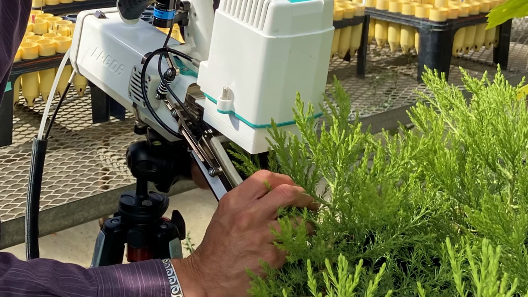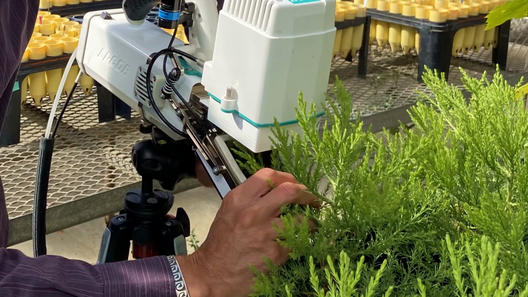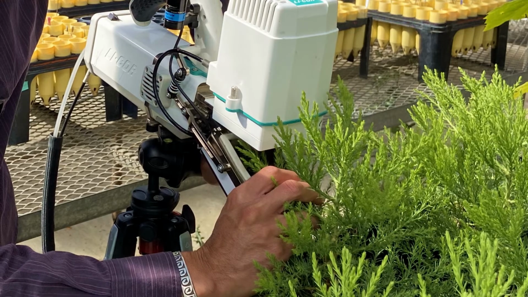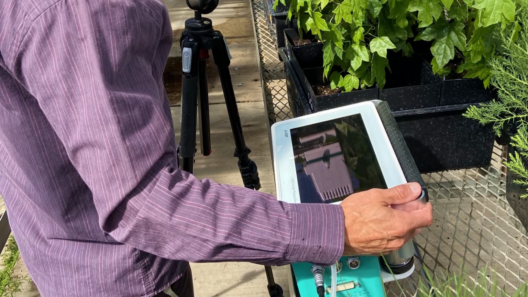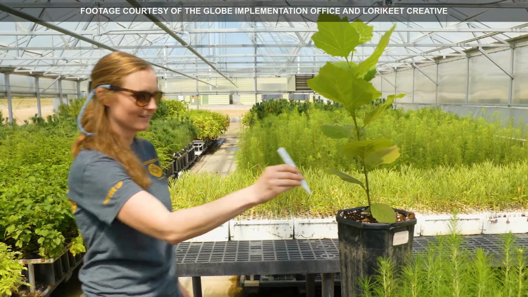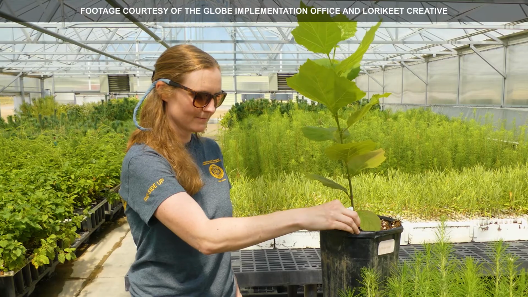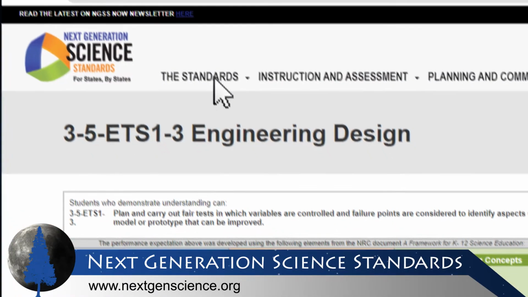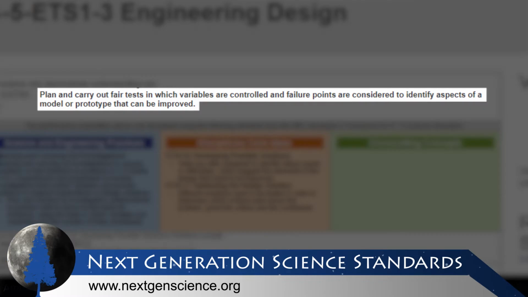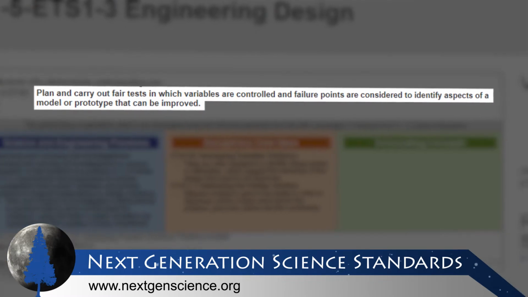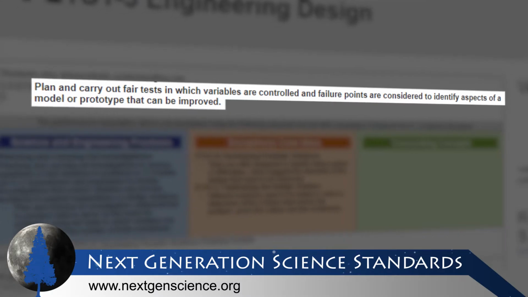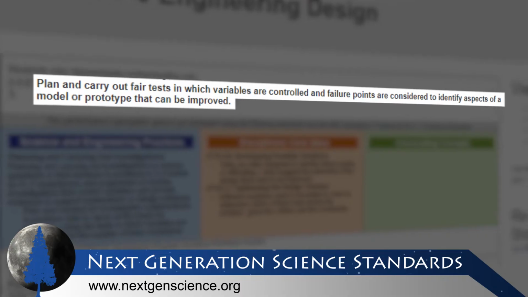So when Jeremy is checking to see if some moon trees are allocating carbon better than others, he's looking at how much carbon they're storing. He's really measuring quite a lot. So we're taking all of these measurements and we've designed our experiment to get the most accurate results possible. We believe in following the goal of the Next Generation Science Standards, or NGSS, which is to plan and carry out fair tests in which variables are controlled and failure points are considered to identify aspects of a model or prototype that can be improved.